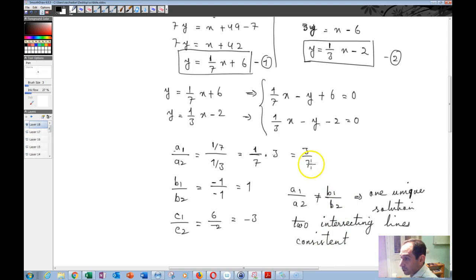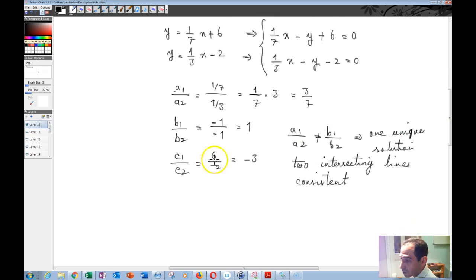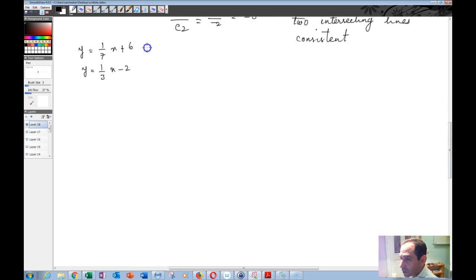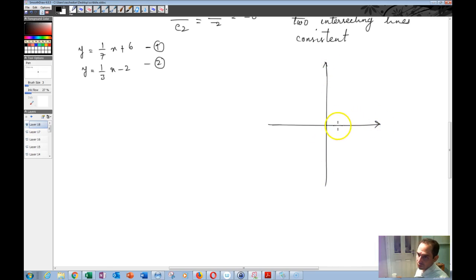Okay, so now let's go and do the graph of these two equations as well. Let's say that you have y is equal to 1/7 x plus 6 and also y is equal to 1/3 x minus 2. If I take this as 1 and this as 2, then over here, if I draw a 2D plane like this, in 1 you have a y-intercept of 6, so basically 1, 2, 3, 4, 5, and 6.